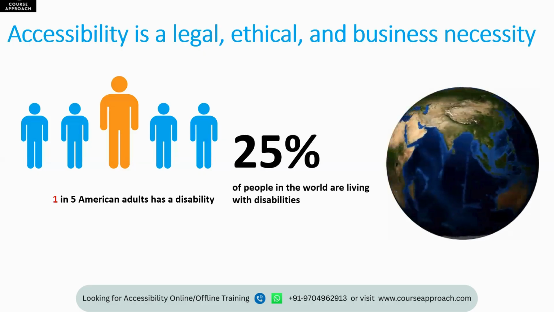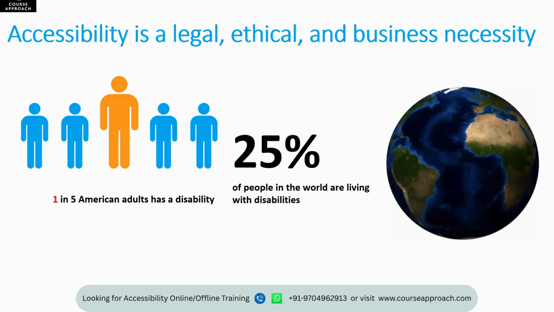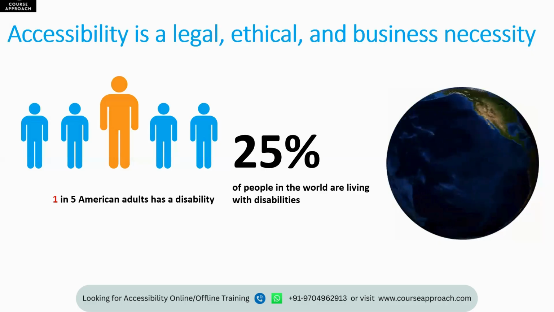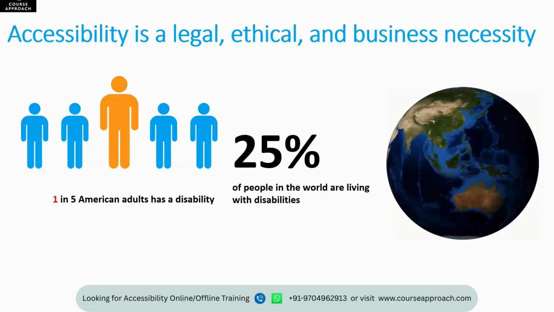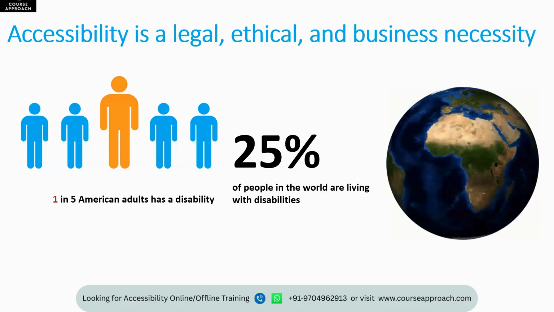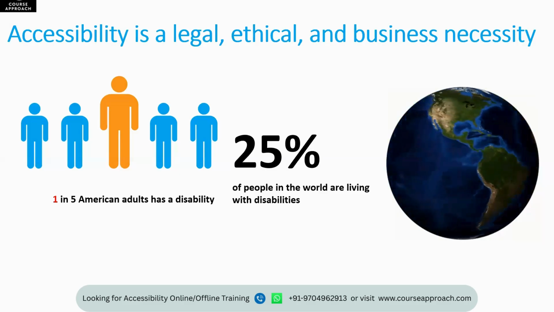So this is the count right now. As part of the 2022 stats that I mentioned, 25% of the population in the world are living with some sort of disability. Again, as I said, it can be a permanent disability or a temporary disability.